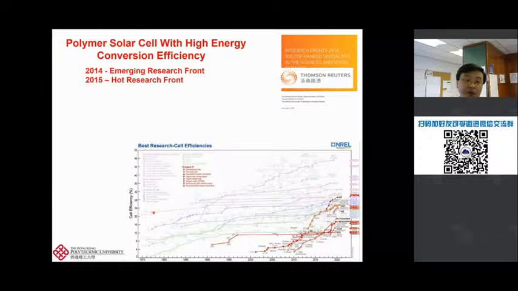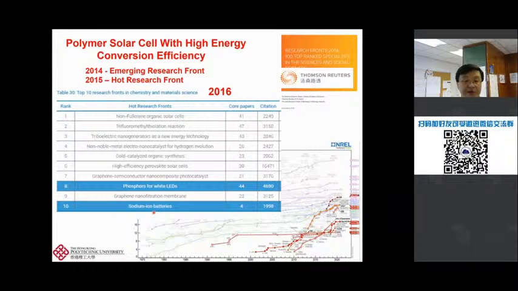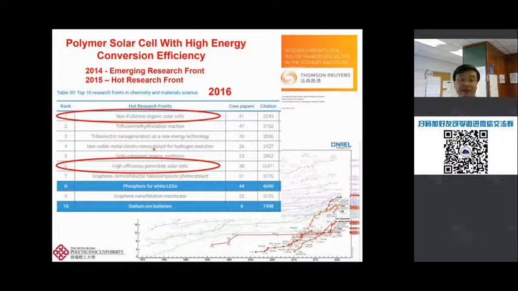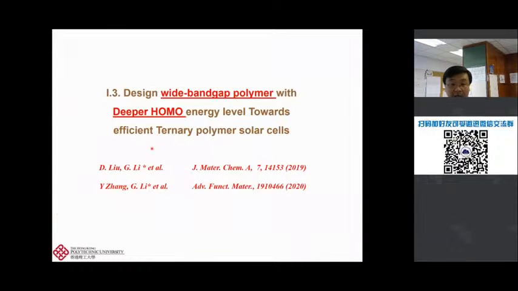We know that polymer solar cells are getting a lot of attention. And in 2016, the year that I moved to Hong Kong, here is the top 10 research front in chemistry and material science. Number one is the non-fullerene acceptor organic solar cell, and number 6, you see the emerging of perovskite solar cells here.